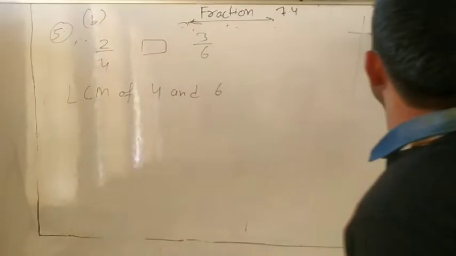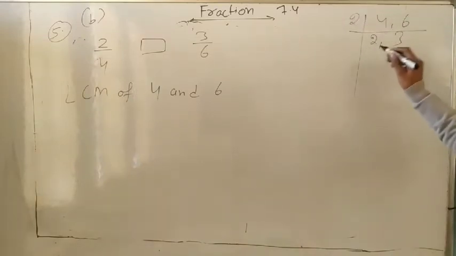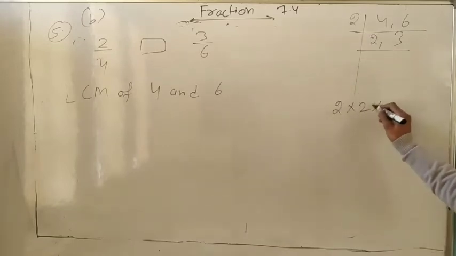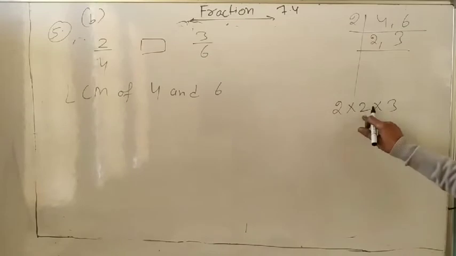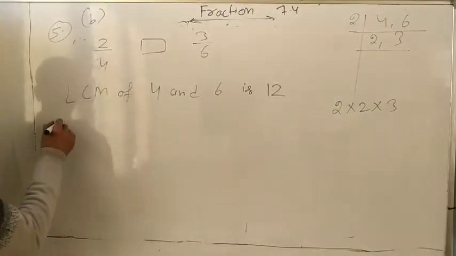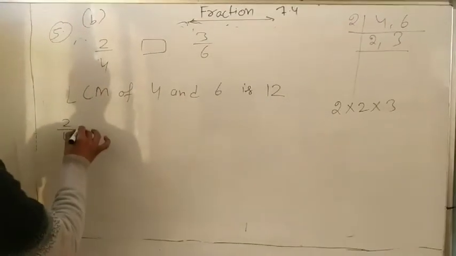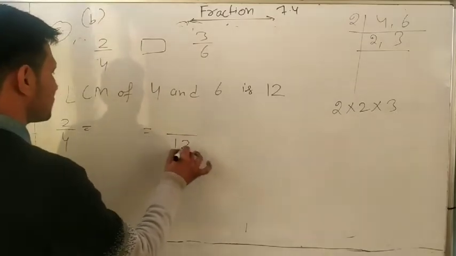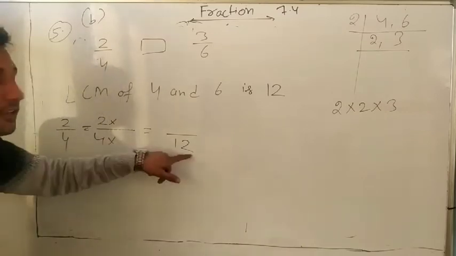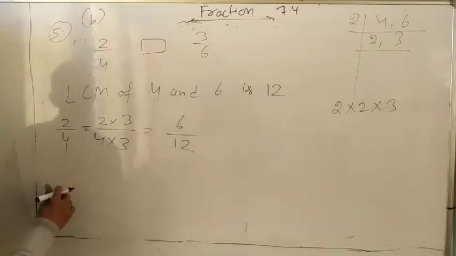LCM of 4 and 6. The prime factors are 2, 2, 3. Any other number? No. So the LCM is 2 into 2 into 3. 2 into 2 is 4, 4 into 3 is 12. So the LCM is 12. So we have to make the denominator 12. For 2 by 4, what number do you multiply by 4 to become 12? 3. Multiply the numerator by 3 also, so 6 by 12.